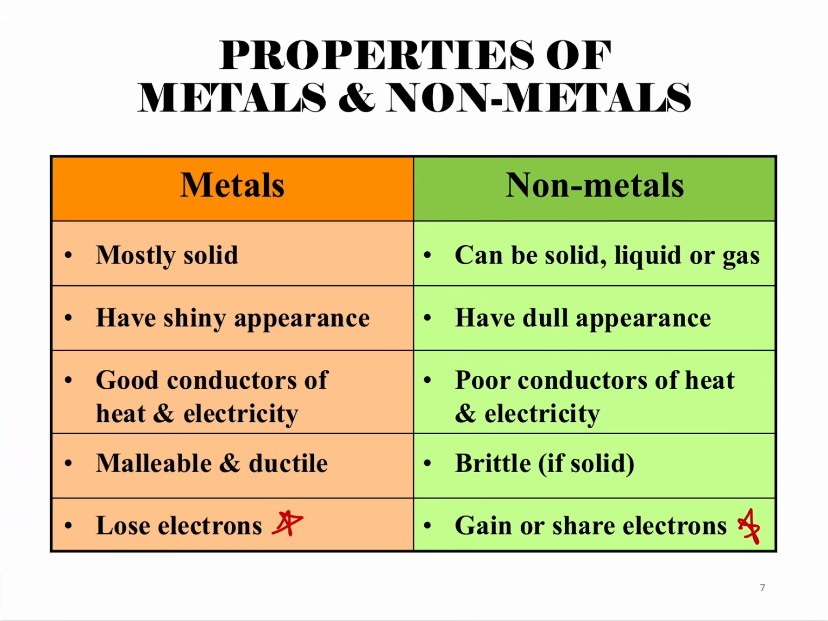So if we go back here, they may have a dull appearance, but are still a good conductor of heat and electricity, like the case of germanium. Or they can be mostly solid, like silicon, right? But brittle, like silicon, for example. It can be brittle, like a thing of solid bromine or iodine crystals.